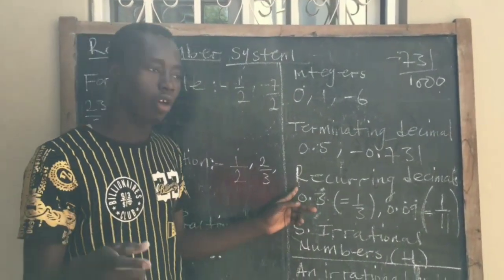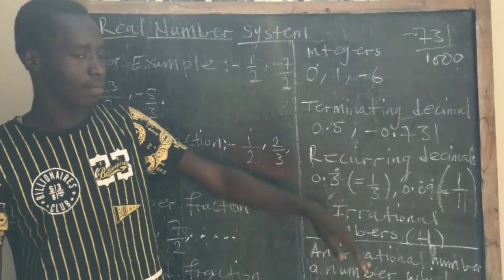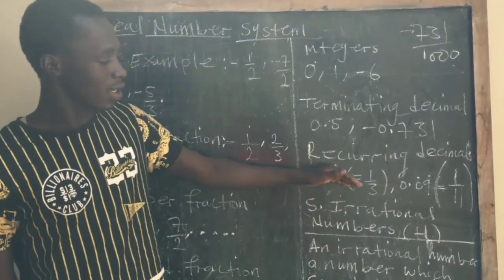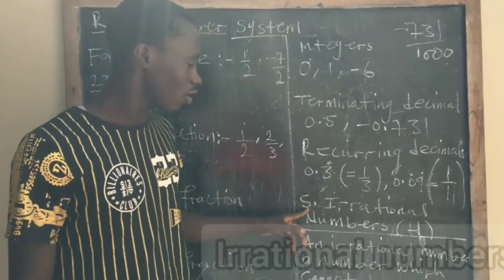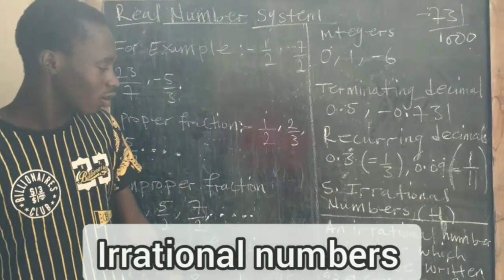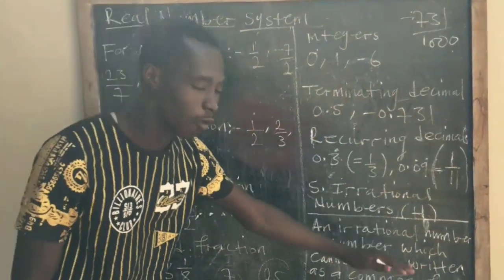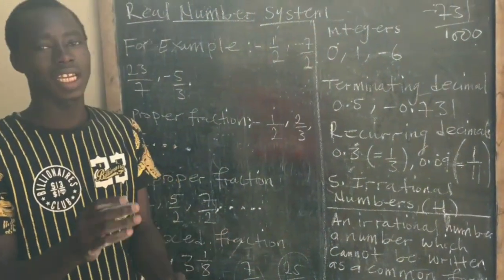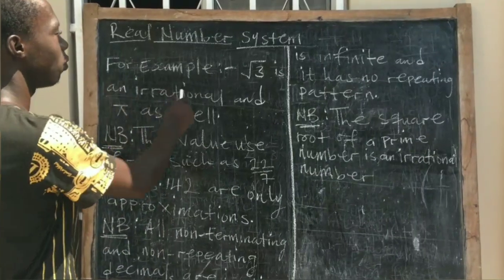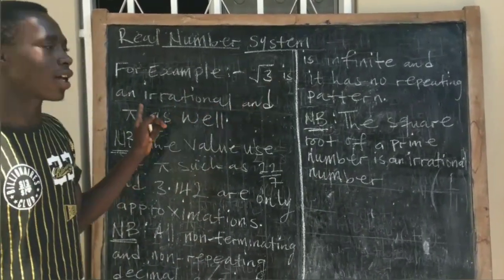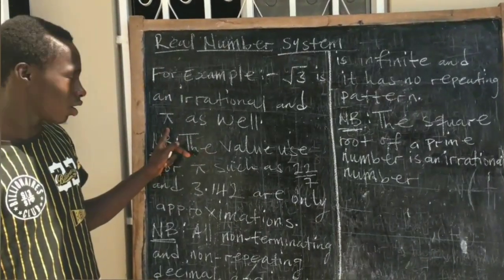So we have recurring decimals. All recurring decimals are rational numbers. Now we also have irrational numbers. Irrational numbers are numbers that cannot be written in the form of a common fraction. For example, root 3 is an irrational number, and pi as well. Pi also is irrational. Look at it.